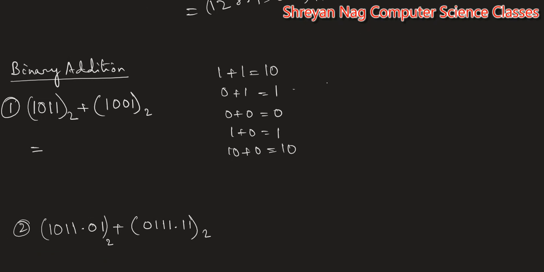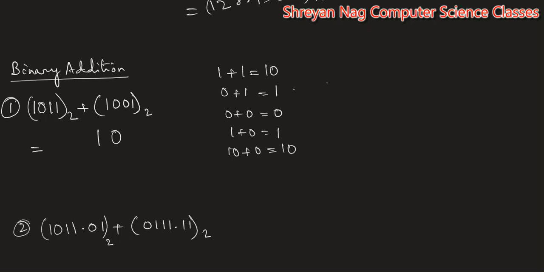Now we will see binary addition. In case of binary addition, we have to keep in mind some rules. 1 plus 1 is 10, 0 plus 1 is 1, 0 plus 0 is 0, 1 plus 0 is 1, and 10 plus 0 is 10. So let's do the summation.